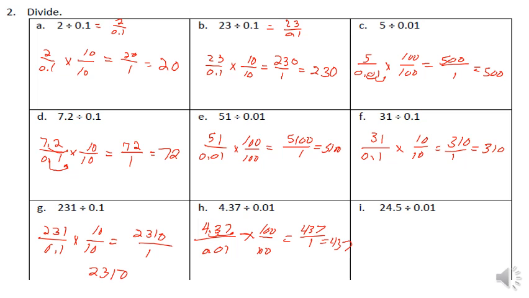Under that I have 24.5 over 0.01. Now I can see I need to shift this one two place values. I only need to shift this one 1, but since I need to shift two place values, I want to multiply top and bottom by 100 because it has to be an equivalent fraction. So when I shift this decimal two place values, I end up with 2,450 over 1, which equals 2,450.